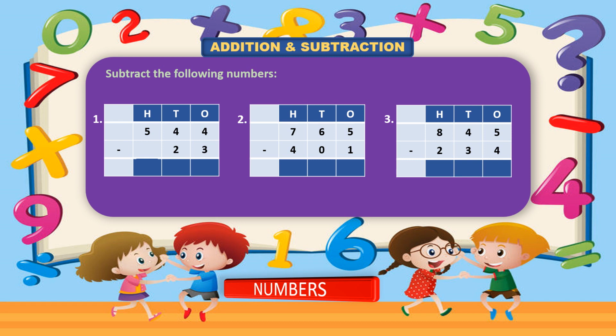First sum is 544 minus 23. First, subtract the ones place. 4 minus 3 is equal to 1. Next, subtract the tens place. 4 minus 2 is equal to 2.